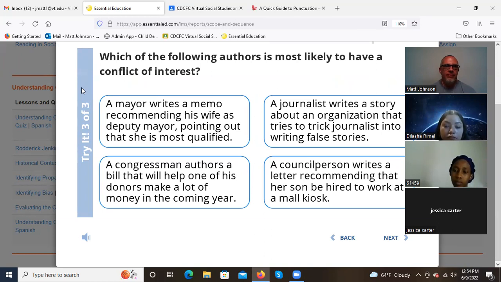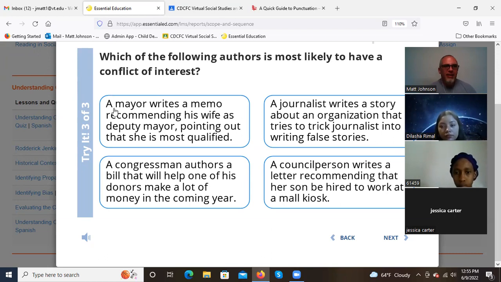A. The mayor writes a memo recommending his wife to a deputy mayor, pointing out that she is most qualified. B. A journalist writes a story about an organization that tries to trick journalists into writing false stories. C. A congressman authors a bill that will help one of his donors make a lot of money in the upcoming year. D. A councilperson writes a letter recommending that her son be hired to work at it.